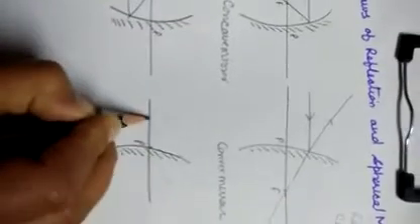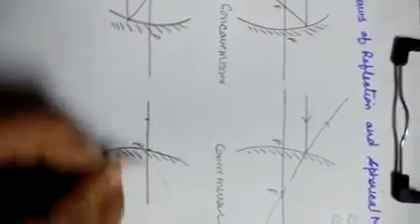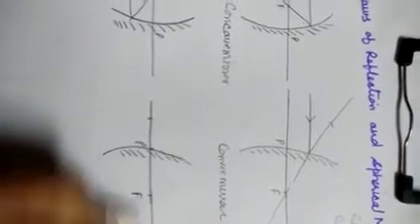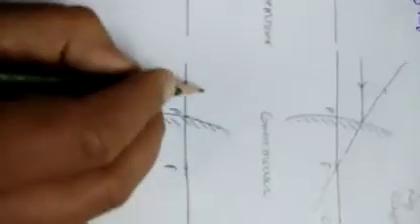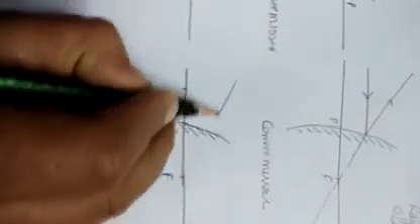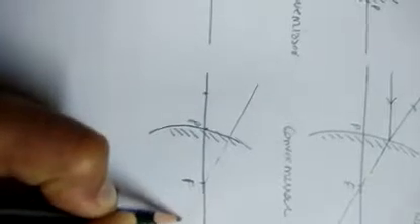this is the pole, this is the focus, and this is C. And in this case, the light rays coming from the source, after reflection, will become parallel to the principal axis.